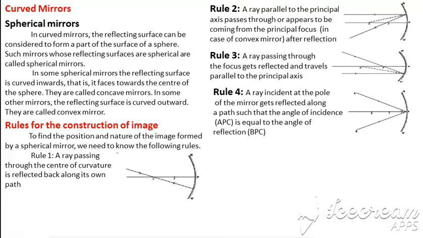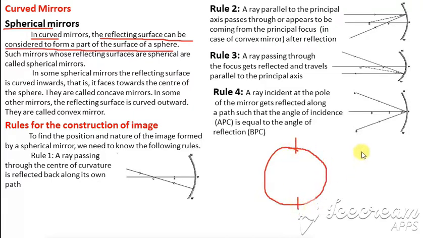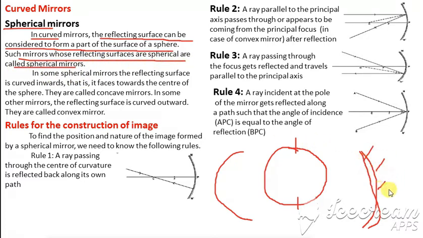Then next we are going to see what curved mirrors are. Okay, so curved mirrors include spherical mirrors. In curved mirrors, the reflecting surface can be considered to form a part of the surface of a sphere. So if this is a full sphere and we take one part, one half from it, that is a curved mirror. So from a full sphere we take one half, either this half or that half, and that is the mirror. Such mirrors whose reflecting surface is spherical are called spherical mirrors.